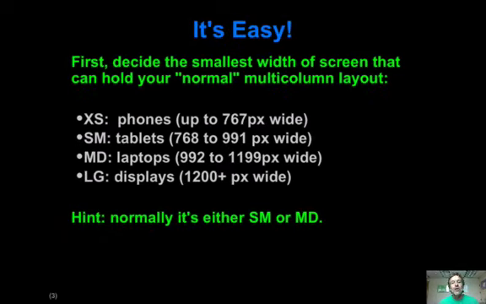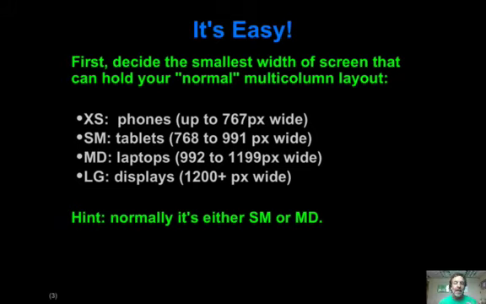So the way you do this is basically you decide what is the smallest screen that can comfortably accommodate your multi-column layout. And you're going to make four choices. If your multi-column layout is tiny little icons that will always fit in whatever display you have, then the normal layout will be XS, and that means there'll never be a single column layout. You just have multi-column all the time.